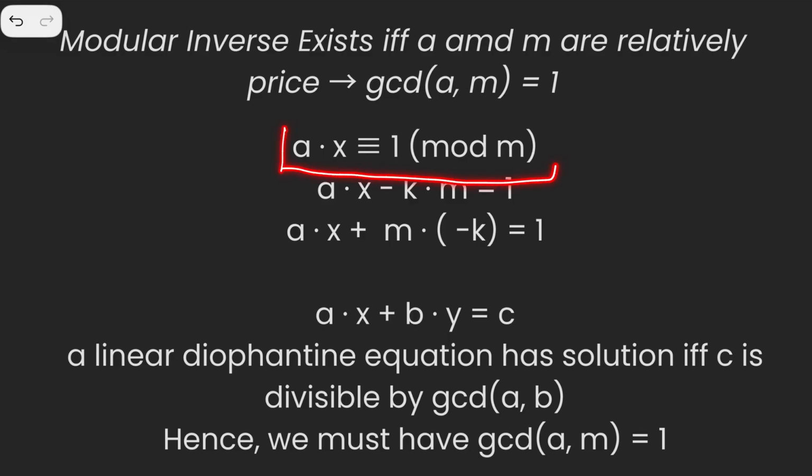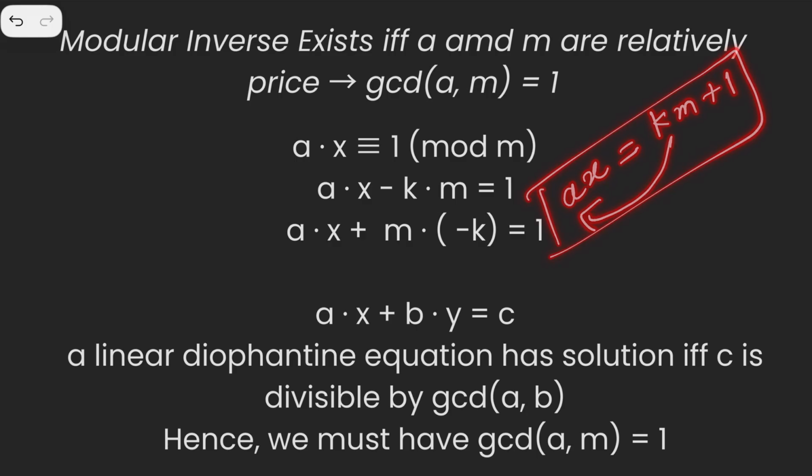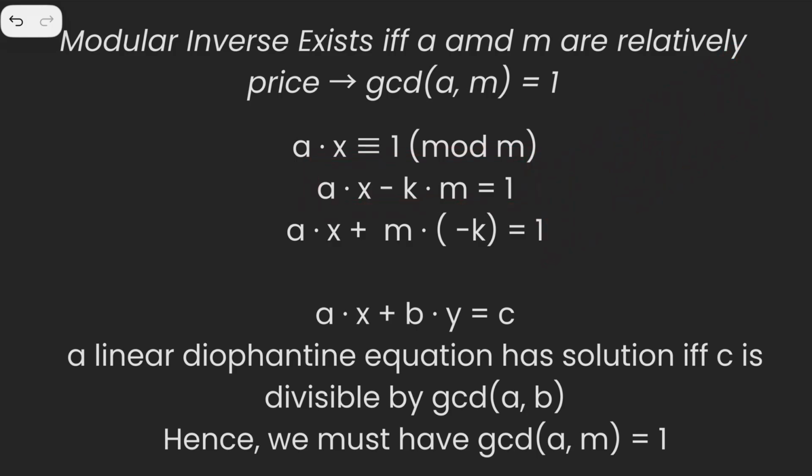This is the equation that we have, right? And we need to find x. I can write it something like this. We have a into x. Then I am subtracting k into m from it and we will get 1 as the remainder. That's what the definition of modular multiplicative inverse is, right? So a into x is going to be k into m plus 1. I am just moving k into m here. So that's what I get. Now I can write it something like this.